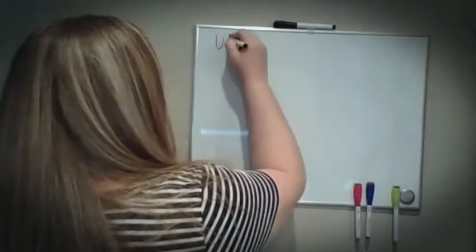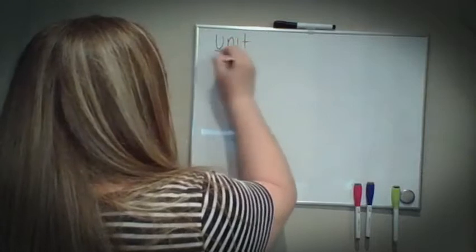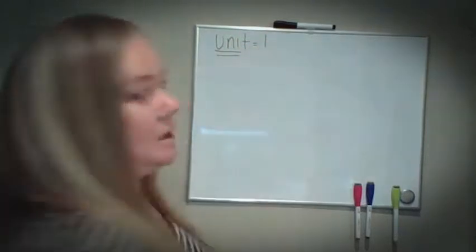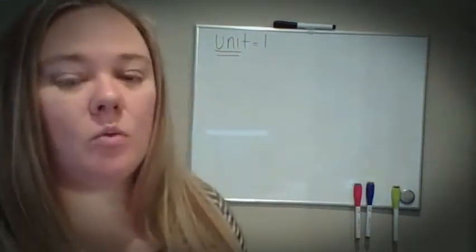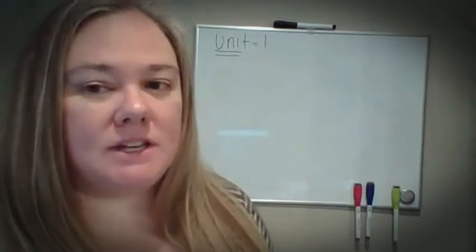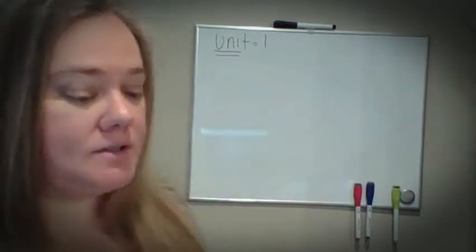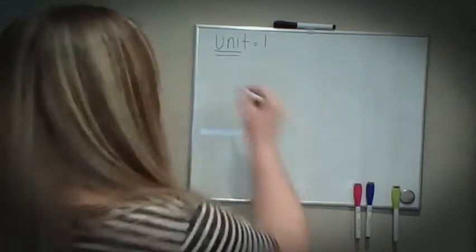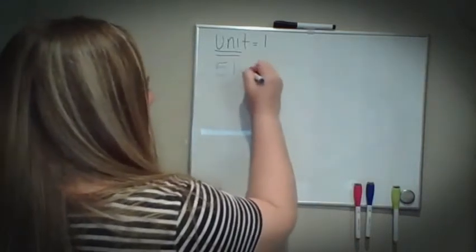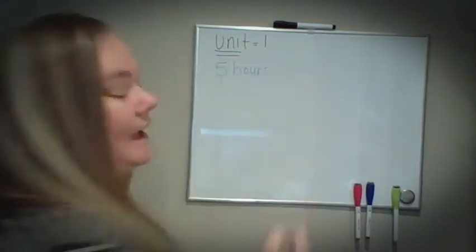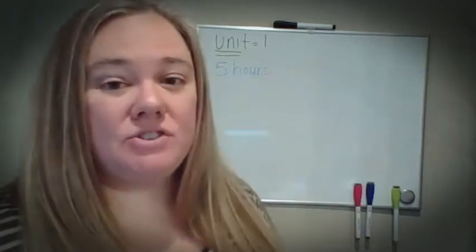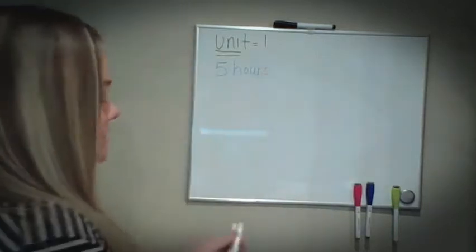Okay, so we're going to be looking at unit rates. Remember, a unit rate always means out of 1. Unit comes from unit, which means 1. So we're always going to be looking out of 1. Ashley is riding her horse for 5 hours, so I'm going to write that down, 5 hours. And she completed 250 rounds.